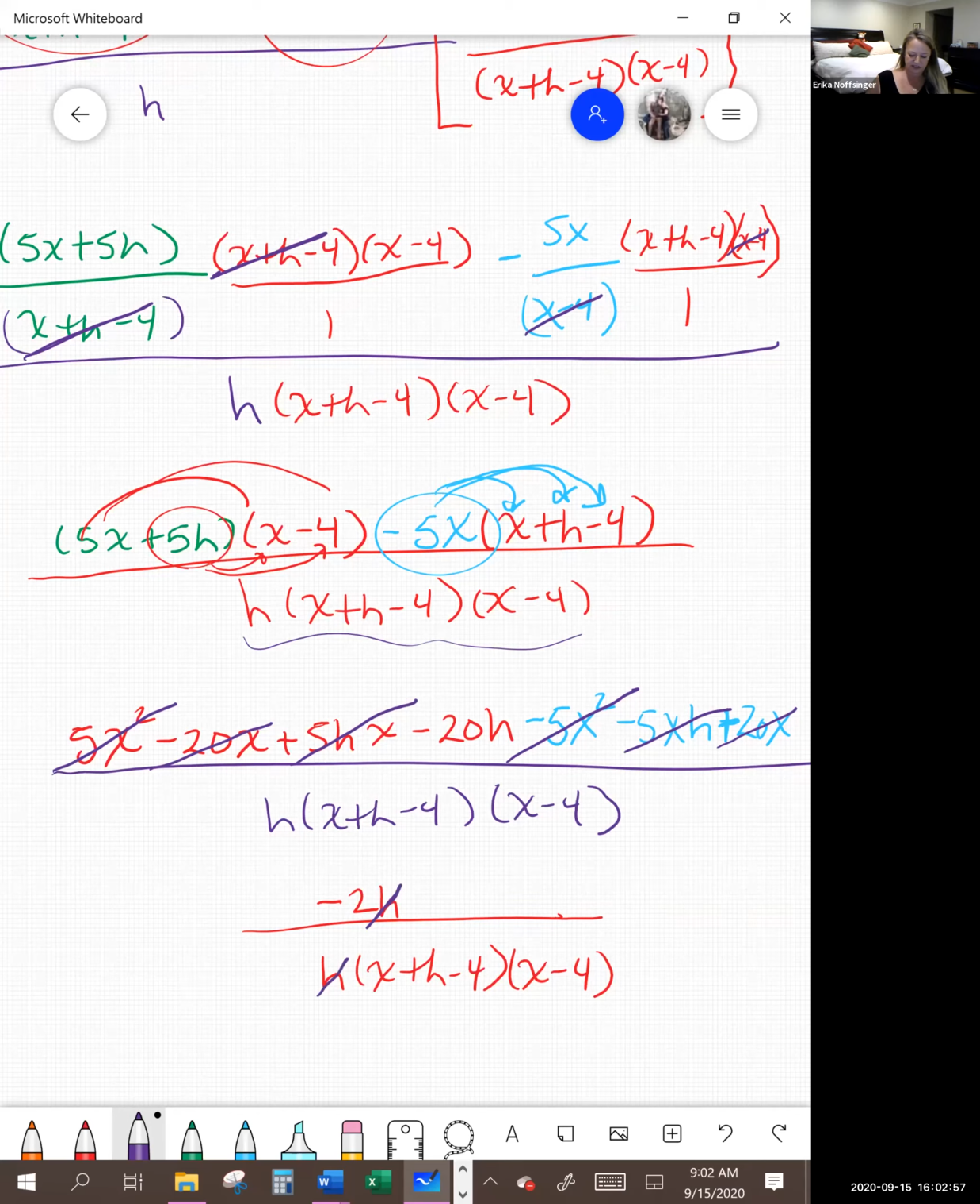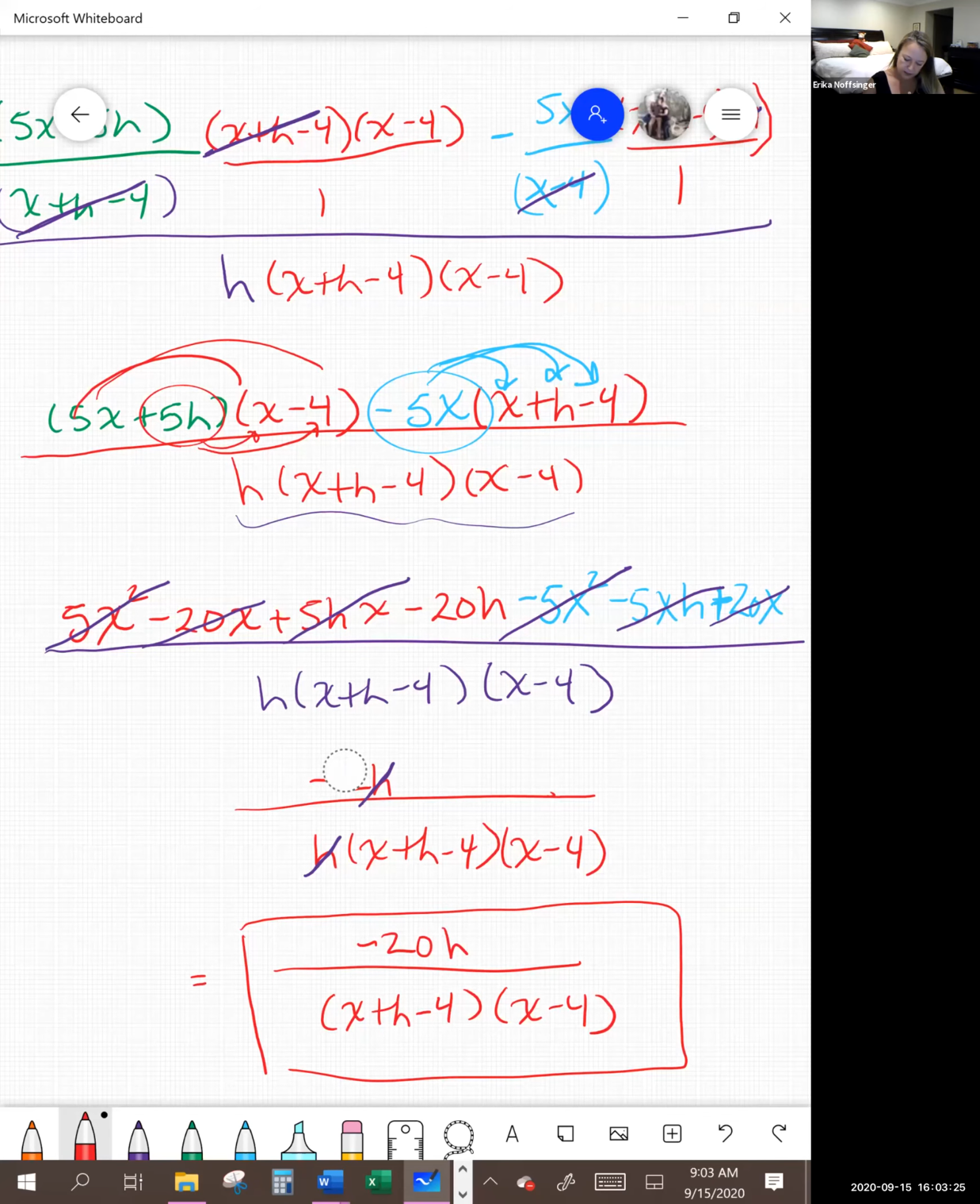It's supposed to be 20, not a 2. Yep, you're right. So minus 20h. And I canceled out the h, so it's minus 20 all over x plus h minus 4 and then x minus 4.